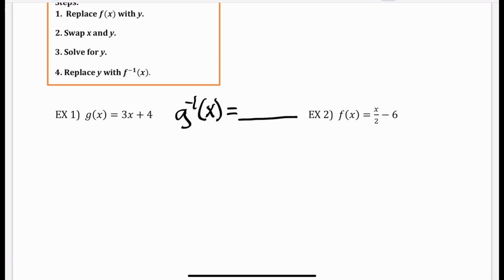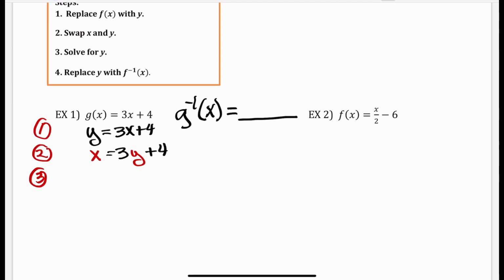So step number one, we are going to replace the g of x, in this case, with a y. So instead of g of x, we'll have y equals 3x plus 4. And then step two, we're going to swap x and y. So in other words, the y is going to become an x, and then the x is going to become a y. So we swap the x and the y. So we get this equation, and then step three says to solve for y.